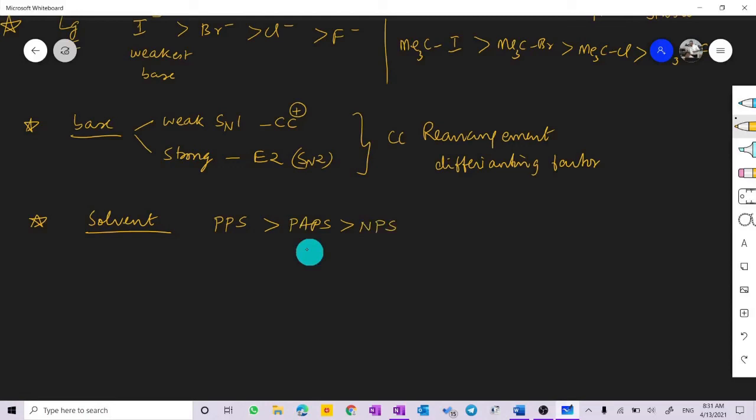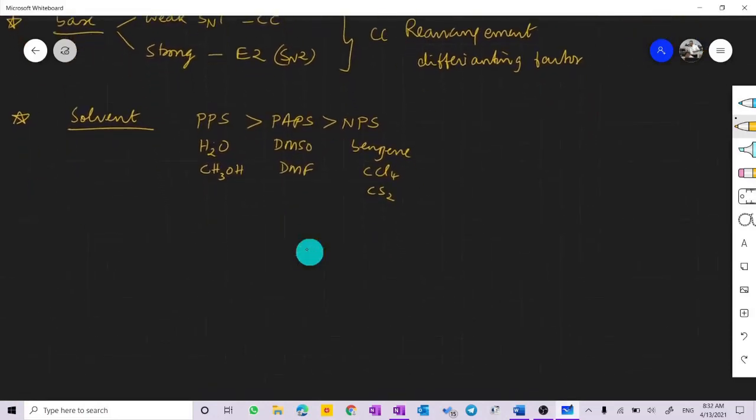You should know the list of solvents. Polar protic solvents will be water, methanol, and all alcohols. Polar aprotic solvents will be, say, DMSO, DMF, dimethyl formamide, dimethyl sulfoxide, etc. Non-polar solvents will be, say, benzene, carbon tetrachloride, carbon disulfide, petrol, kerosene, diesel. All these will be non-polar solvents, as organic solvents like this are more non-polar in nature. So a polar protic solvent will favor a better E1 reaction when compared to the other two types of solvents.